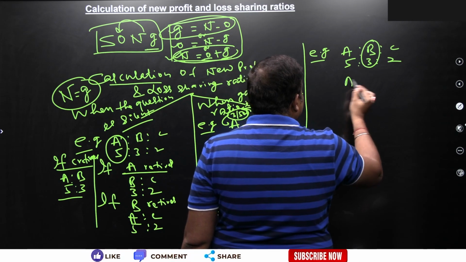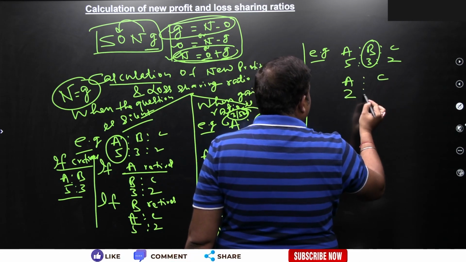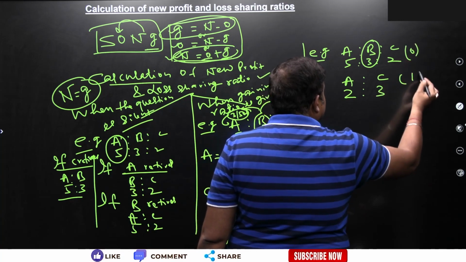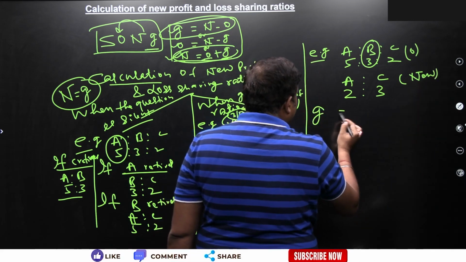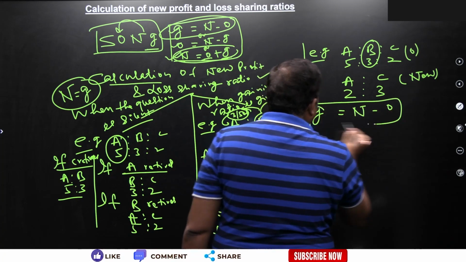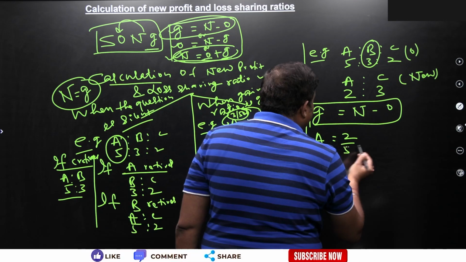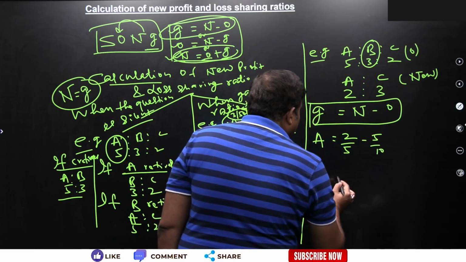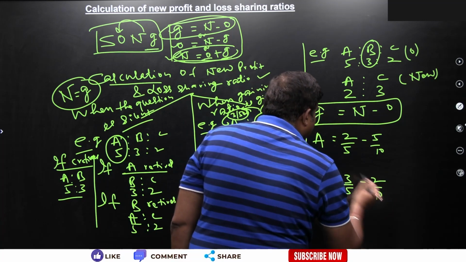and A and C will continue in the ratio of 2 is to 3. So, this was their old ratio and this is their new ratio. So, in order to ascertain the gaining ratio, the formula would be new ratio minus old ratio. Okay. So, now A's new share is 2 by 5 minus the old share, that is 5 by 10. C's new share is 3 by 5 minus 2 by 10.